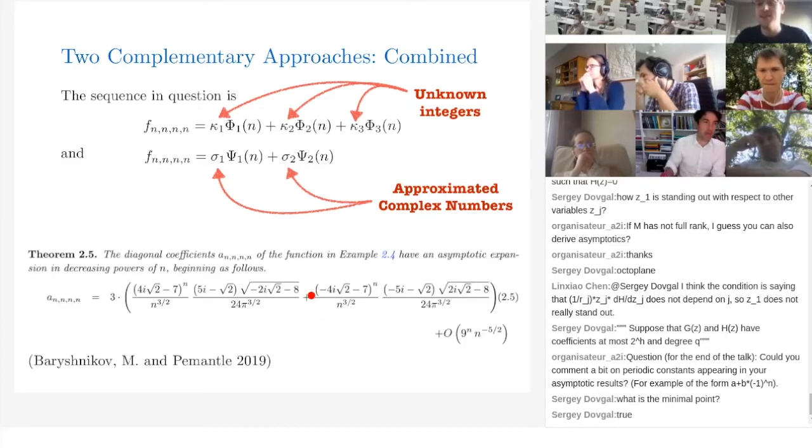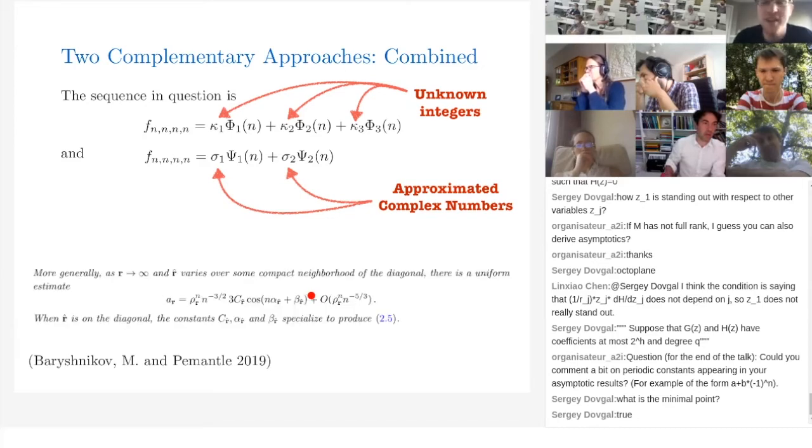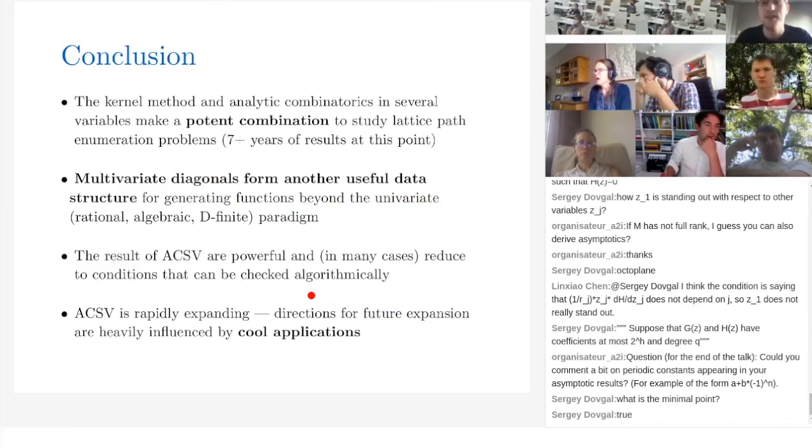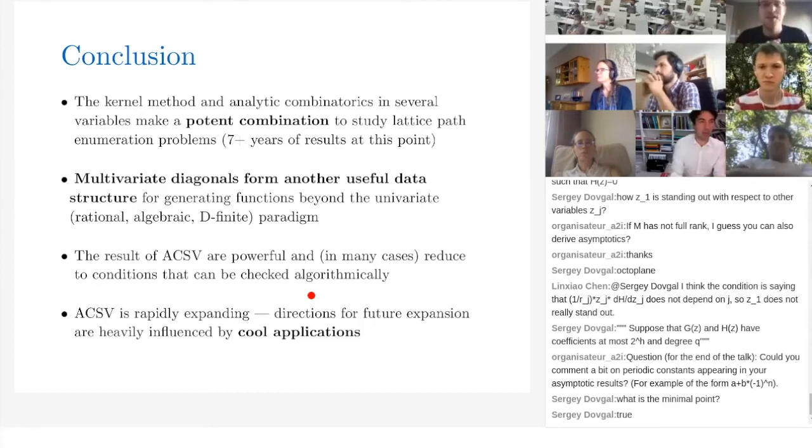And then you get this asymptotic result, which Robin mentioned. It's actually slightly nicer because this tells us something about the global topology of the set of singularities. So we can actually say what happens asymptotically as you vary directions as well. Now, just to wrap up, the kernel method and analytic combinatorics in several variables are a very potent combination. We have 7+ years of results at this point, and anytime someone comes up with a new result using the kernel method, it's not so hard to slip in and get some asymptotics using these techniques.